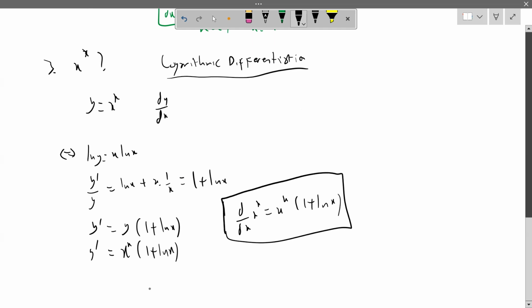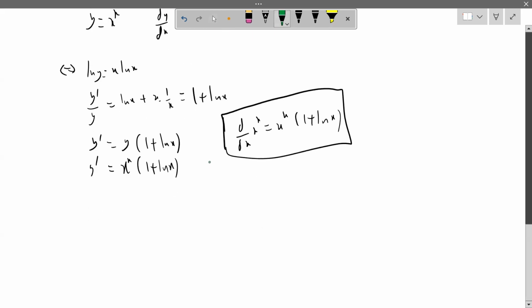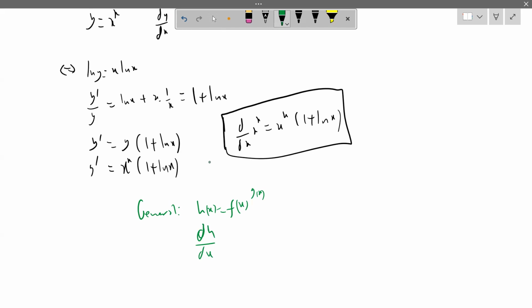This logarithmic differentiation technique is very useful to find the derivative of functions of the form f of x to the power of g of x. If you have this function, for instance, h of x is equal to f of x to the power g of x, then finding the derivative of h here requires us to use the logarithmic differentiation technique that we just learned earlier.